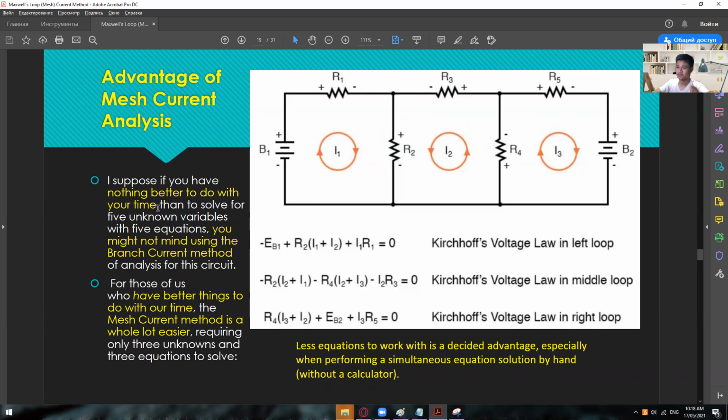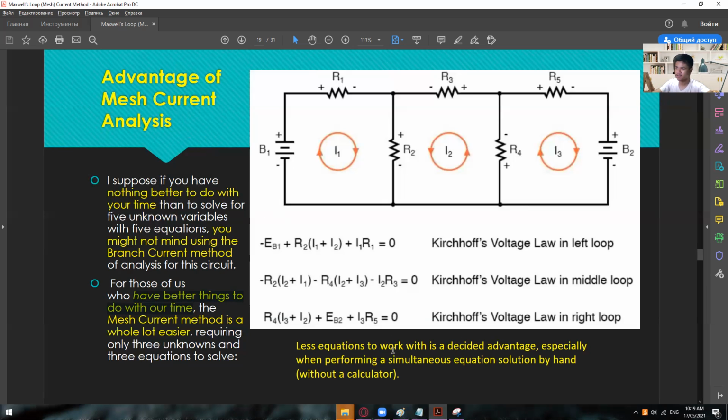But of course, it will require a lot of time, instead of doing the mesh analysis, where you will be able to save a lot of time in solving the unknowns, I1, I2, and I3. Well, anyway, that's it for the main advantage of the mesh current analysis.